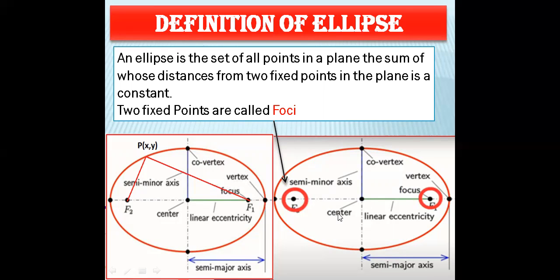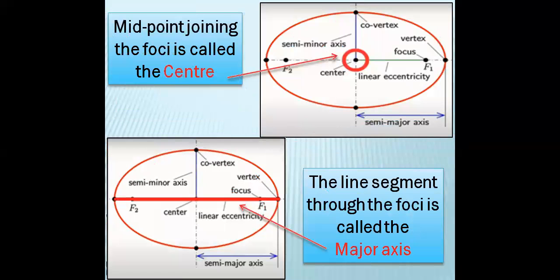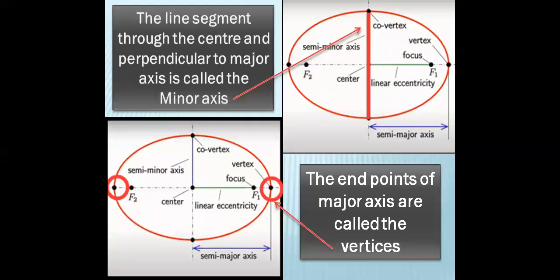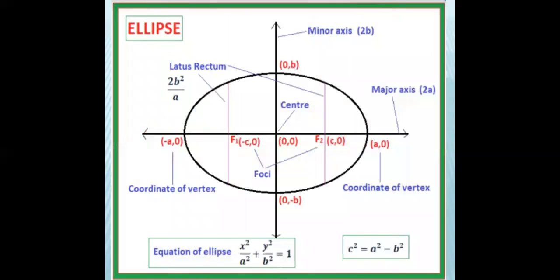The two fixed points are called the foci of the ellipse, and the midpoint of the line segment joining the foci is called the center of the ellipse. A line which passes through the foci and whose endpoints lie on the ellipse is called the major axis, and the line which is perpendicular to the major axis and passes through the center of the ellipse is called the minor axis. The endpoints of the major axis are called vertices. And again, there is a picture which explains each and every component of the ellipse.